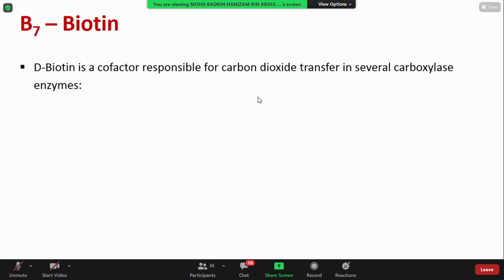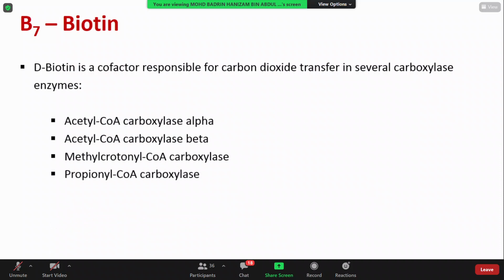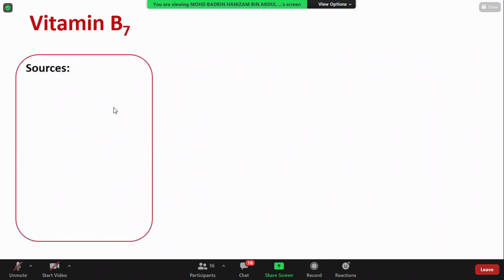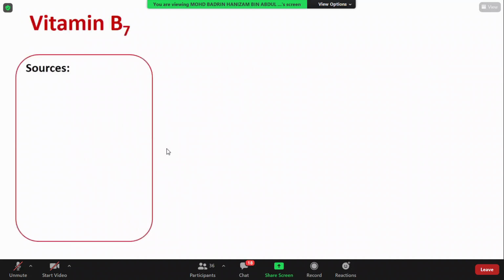D-biotin is a cofactor responsible for carbon dioxide transfer in several carboxylase enzymes, such as acetyl-CoA carboxylase alpha, acetyl-CoA carboxylase beta, methylcrotonyl-CoA carboxylase, propionyl-CoA carboxylase, pyruvate carboxylase. All of these are responsible for carboxylation reactions for carbon dioxide transfer.